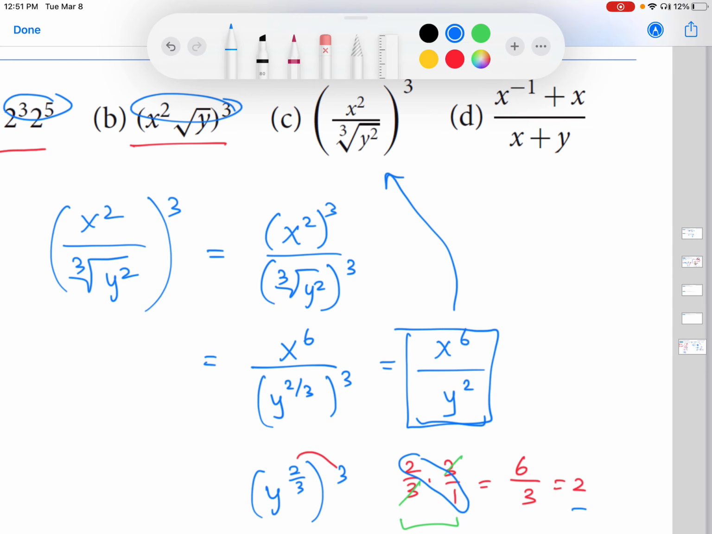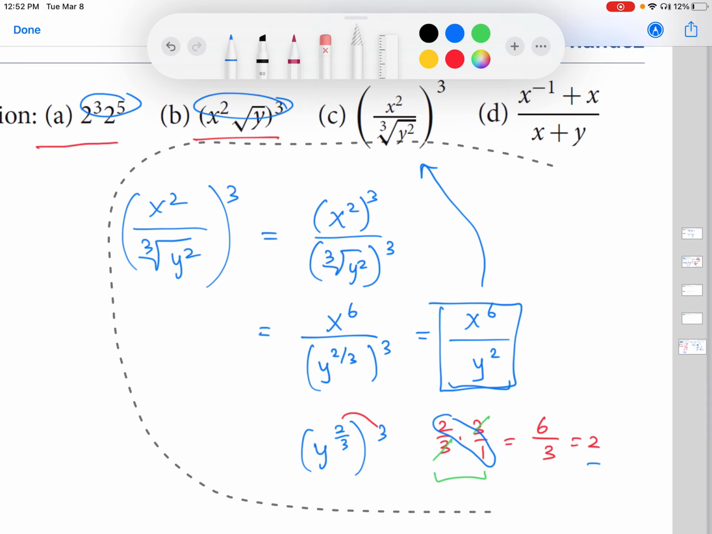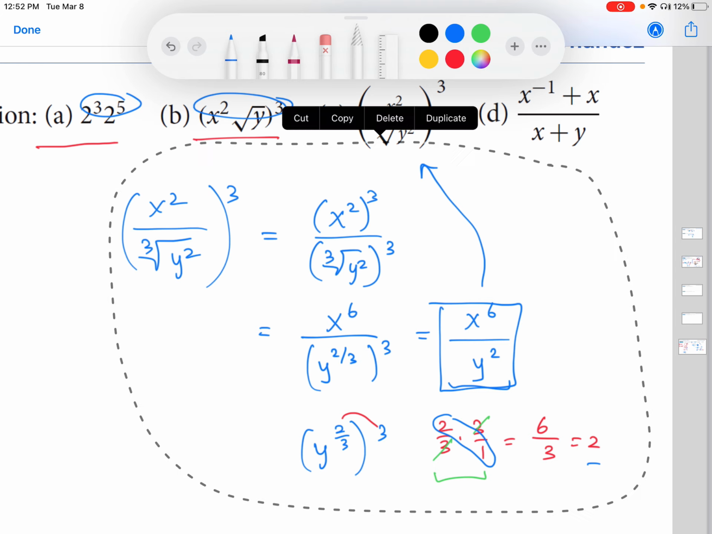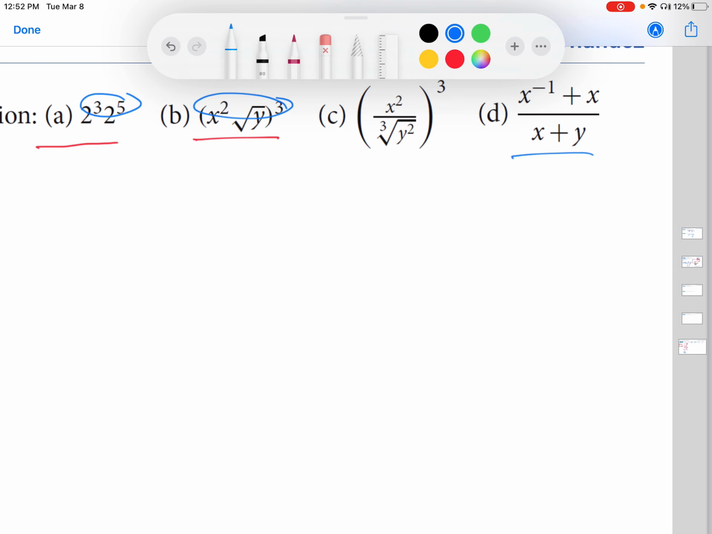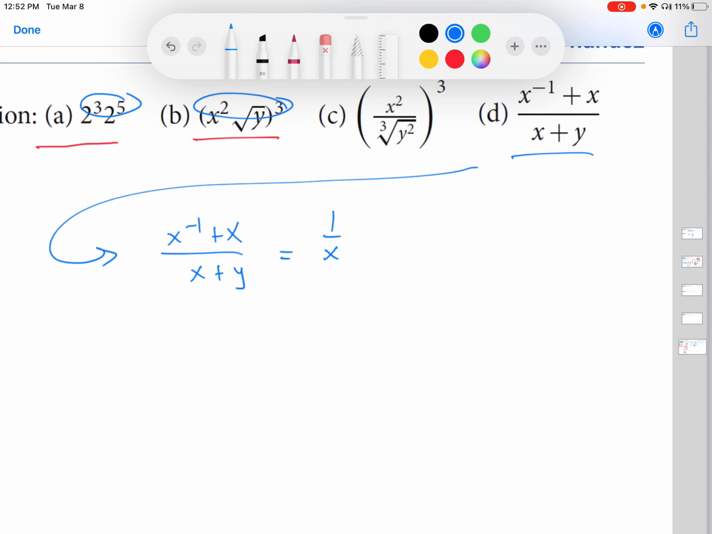Now let's do the last example, which is in some sense the trickiest one because there's a lot more going on, even though it might not seem like that. Let's look at part D. This one says x to the negative 1. That's the first place where we want to start. The rules of exponents tell us that if we raise a variable to a negative number, we turn that variable into a reciprocal. So x to the negative 1 is 1 over x. X to the negative 7 would be 1 over x to the 7th, for example.